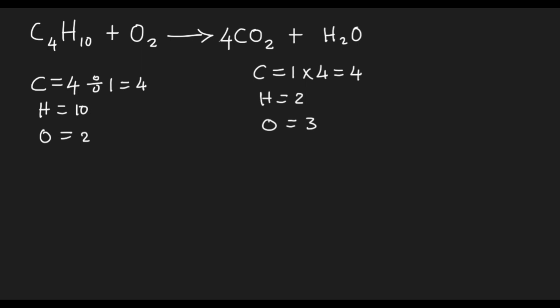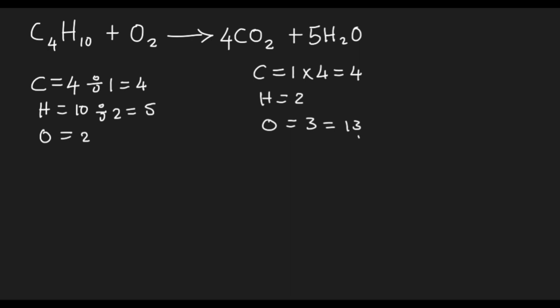Then we go to hydrogen. So for hydrogen we divide by the lowest number, which is 2, giving us 5. So we need 5 in front of water. Now if this is the case, then we are supposed to check for oxygen. So oxygen is 4 times 2, which is 8. Then 5 times 1 is 5. So 5 plus 8 is 13.